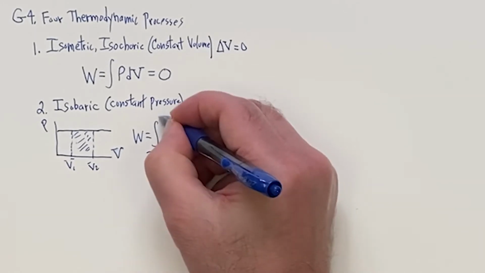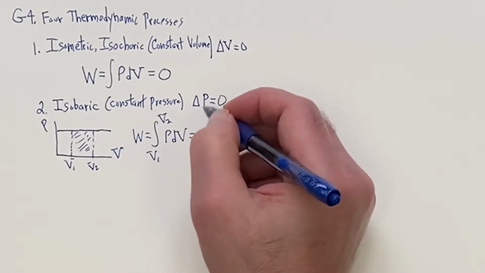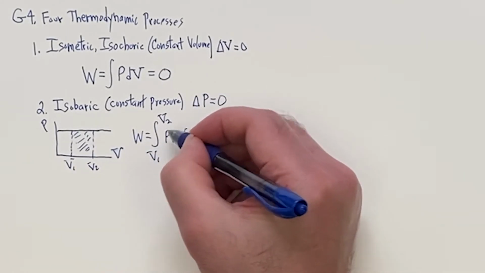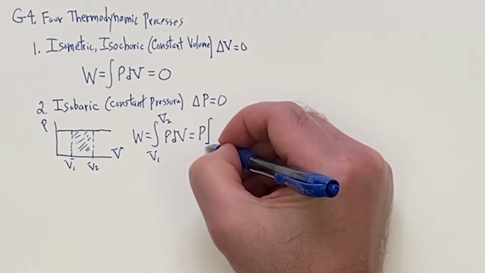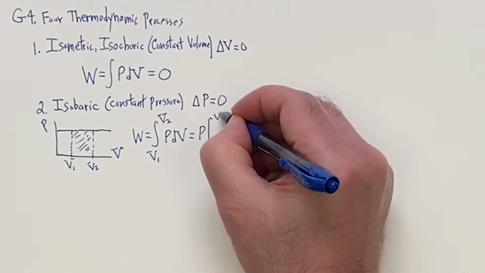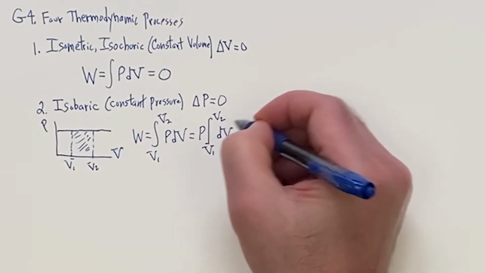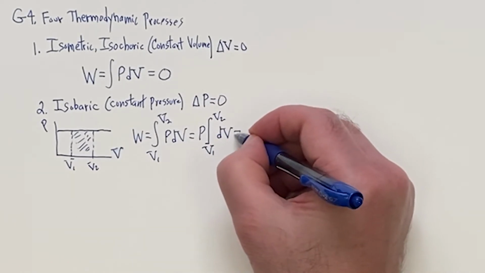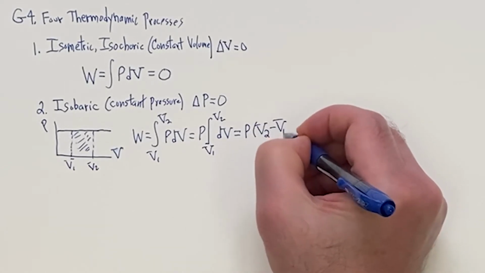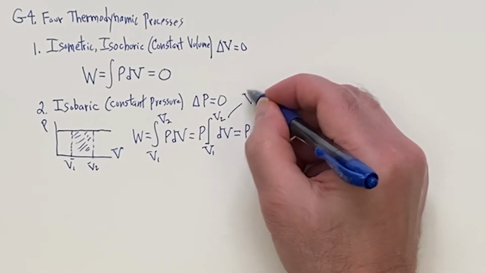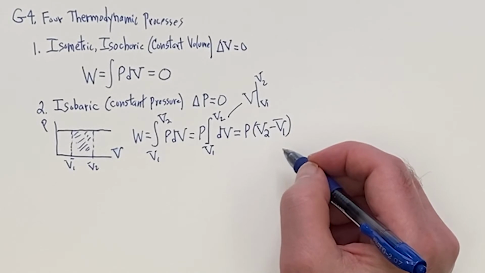Work is the integral from V1 to V2 of P dV, but since the pressure is constant, I can pull it out of the integral sign. That's what makes this reduce to a nice formula, constant pressure, because you can't do this in general when pressure is changing. And now it's very easy to do the integral. You're just going to get P times (V2 minus V1). That's just going to integrate to V, from V1 to V2. It's just the difference. So that's nice.